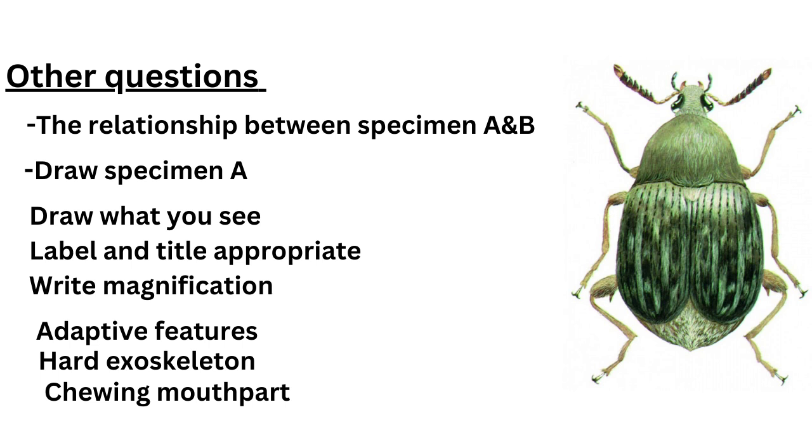Magnification is very important. How do you get that? You measure the specimen you have drawn in your book, and you measure your live specimen. Divide the values, and whatever you get, put it by the side of your diagram. That is your magnification. Also, you can be asked the adaptive features of this specimen. It has a hard exoskeleton, and it also has chewing mouth parts. So I think that's all for specimen A.